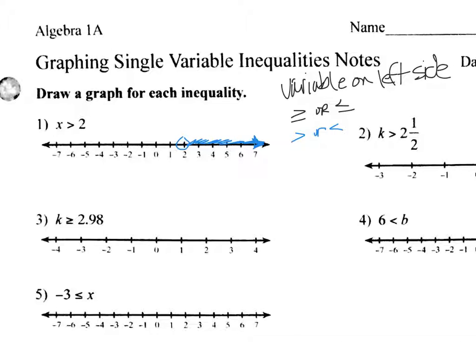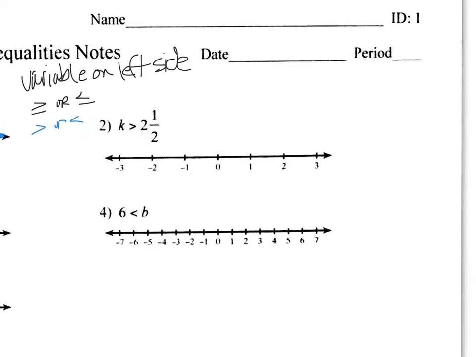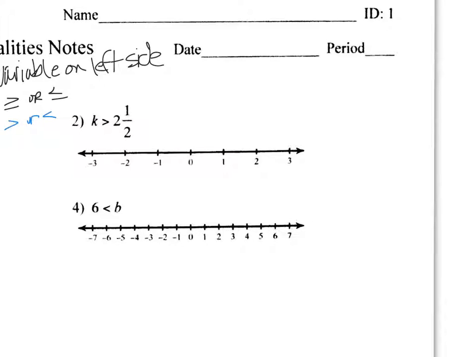Okay, problem number 2. Again, my variable's on the left. Again, I have no equal sign under it, so that means I go to 2.5, which would be halfway between 2 and 3, and I put an open circle, and it's pointing to the right, so I shade to the right again, and then again put an arrow on the end.